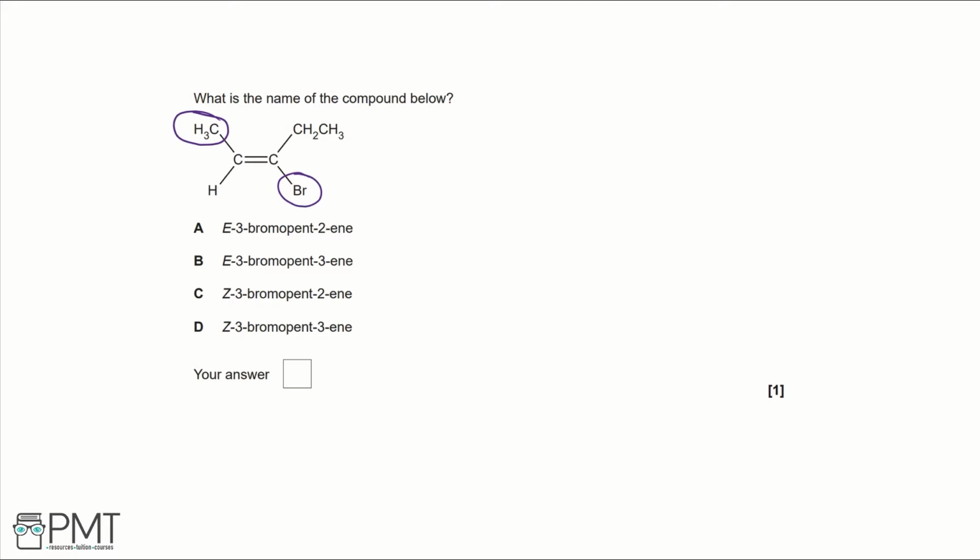So it's going to be 2 because you want to have the double bond the fewest number of carbons away from the beginning. So that's going to be 1, 2 carbons away. So we know it's going to be a 2, so we can rule out B and D. So going back to whether it's E or Z, we know that these high priority groups are on opposite sides of the double bond. So that's going to make it E. So that's going to leave us with A, which we can then write in the answer box.